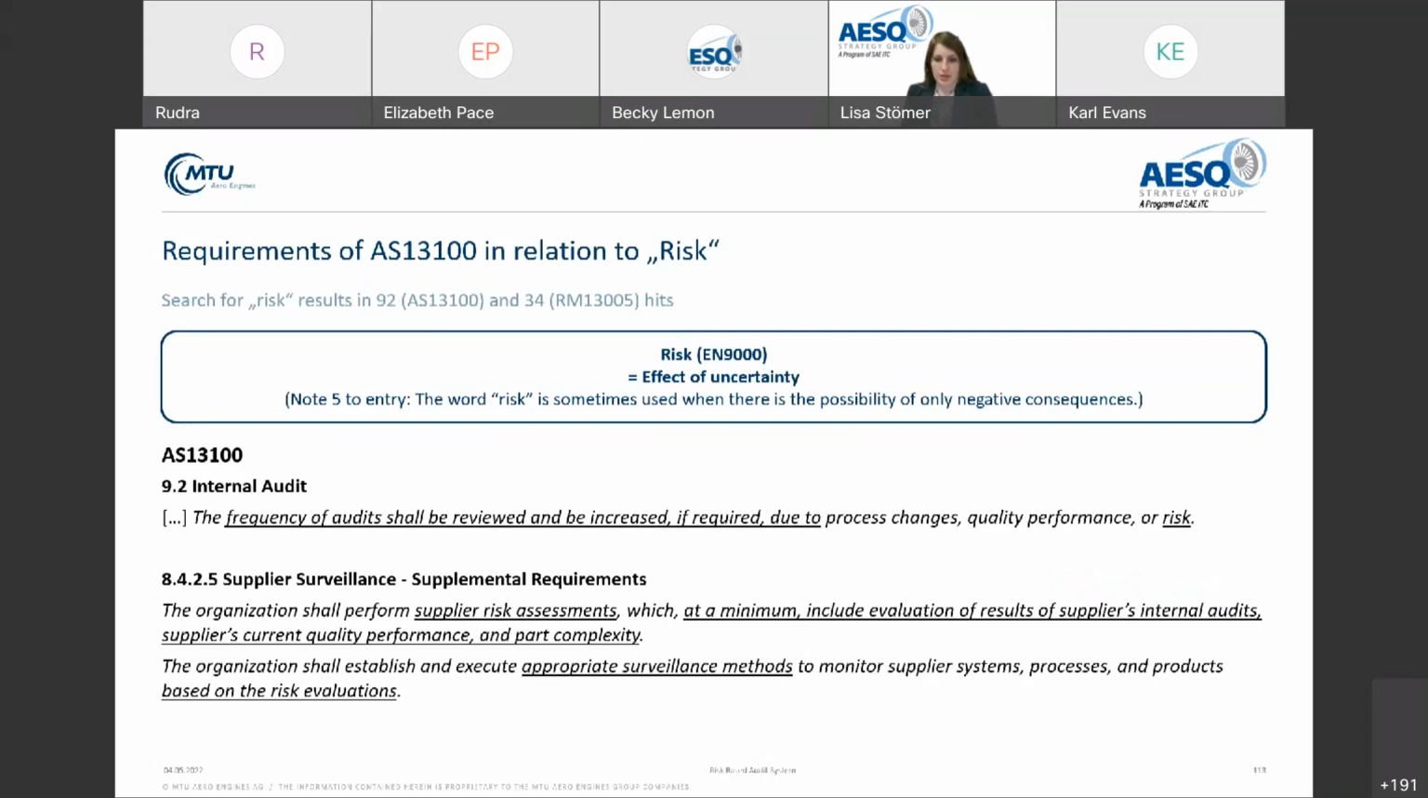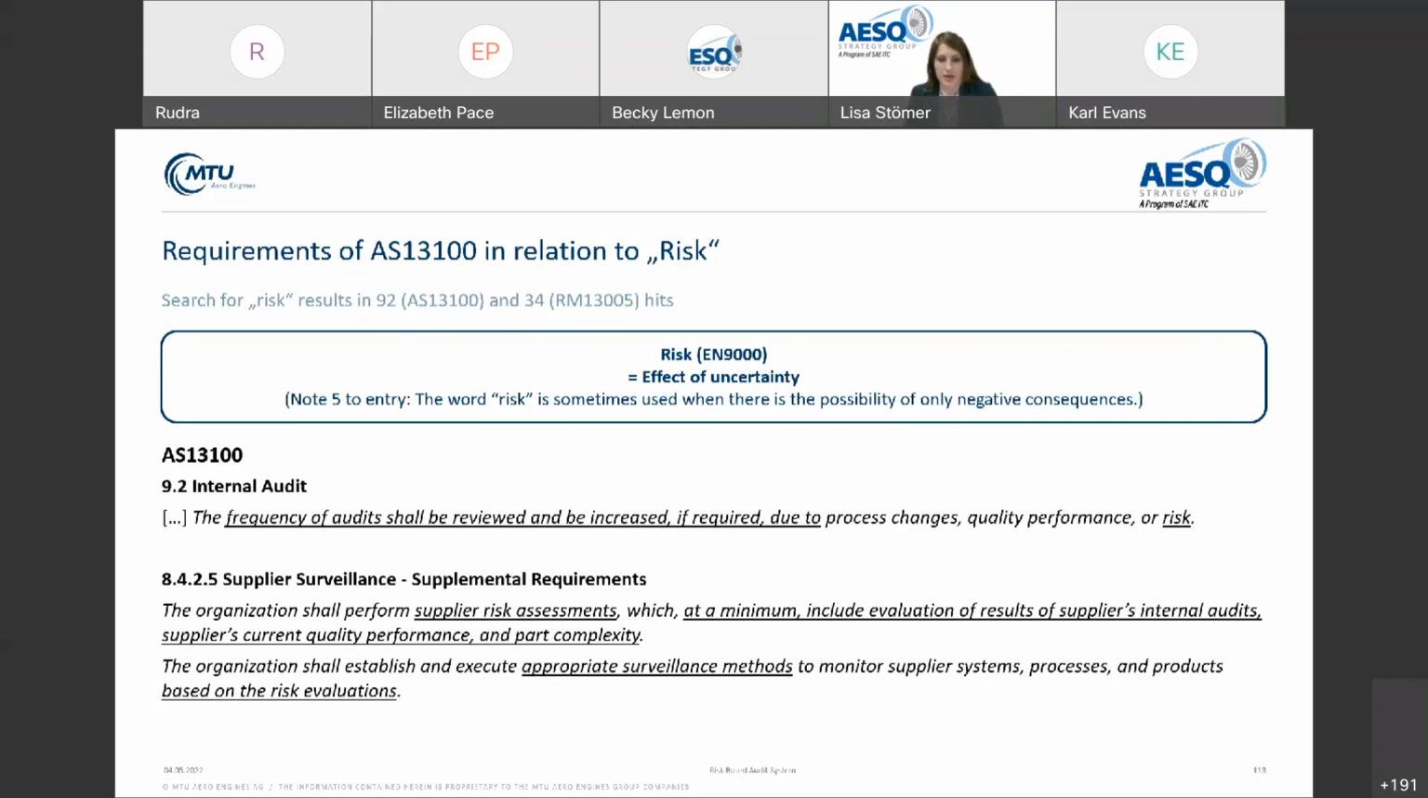So what does the AS13100 say about risk? Maybe an interesting fact to start with: if you search for the word risk in AS13100 and also the reference manual, you get 92 and 34 hits. If you look at the number of pages, these have 93 and 31 pages. So on average, the term risk appears at least once on each page. I think this shows how important risk assessments and the approach are. But how is risk defined?